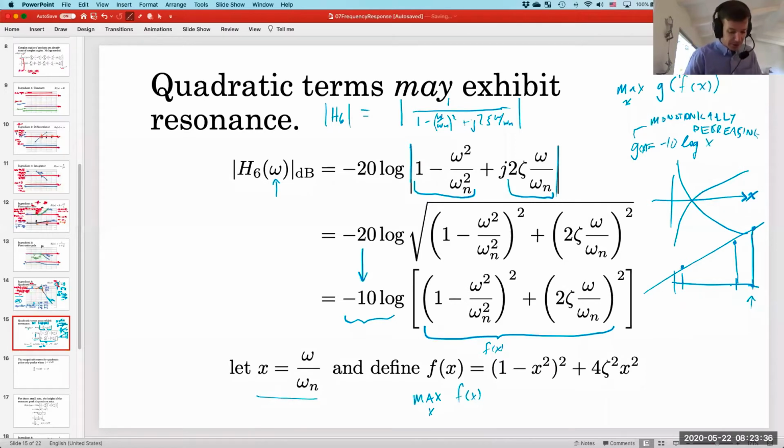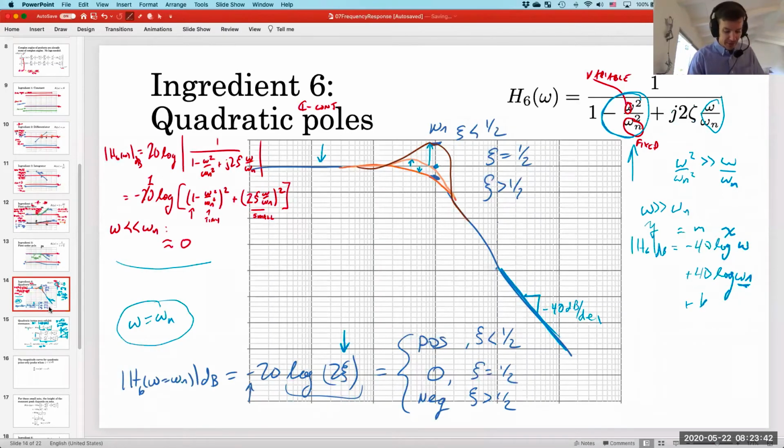There's a question in the chat on slide 14. Every time we use that formula, we always do plus minus 40 dB. I don't understand. I guess, do we need to redo this derivation?